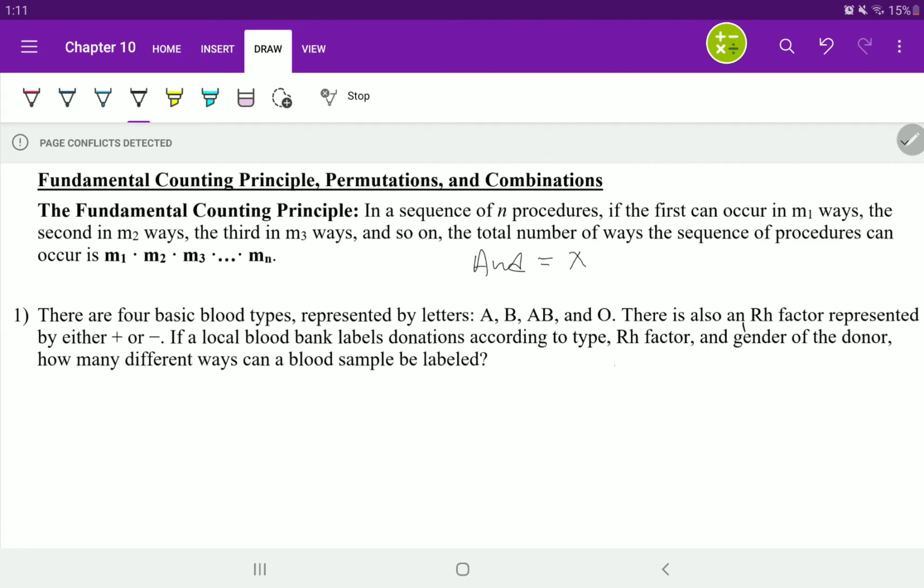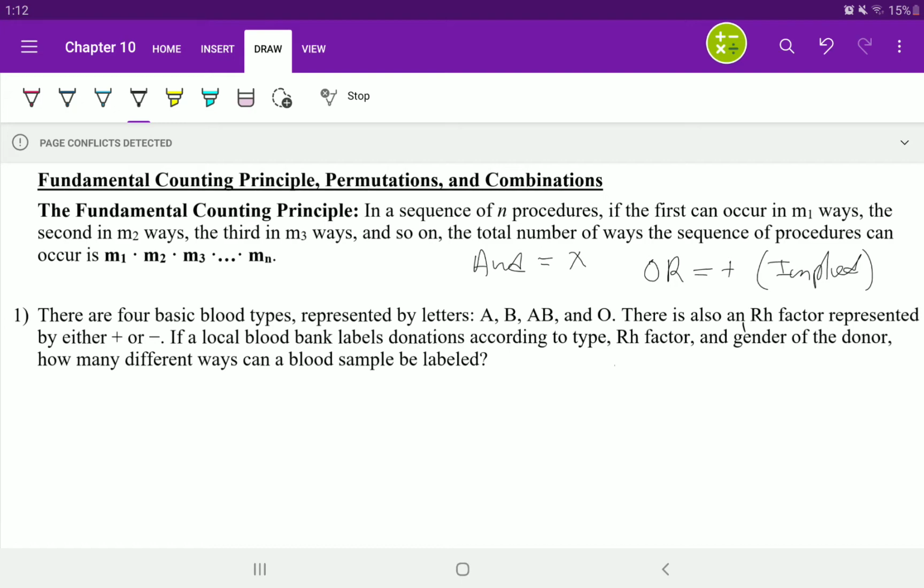There'll be times where the word or will be implied. When the word or is implied when it comes to the counting principle, or will equal addition. And I'm going to show you when to imply it and when to bring the word or into the question. But that probably won't be until we get into combinations. So let's focus on the word and as of right now.